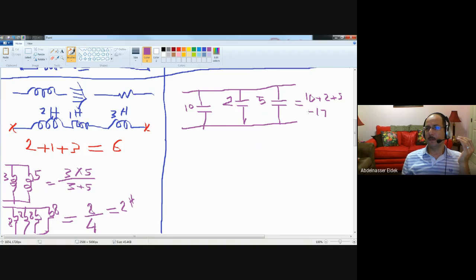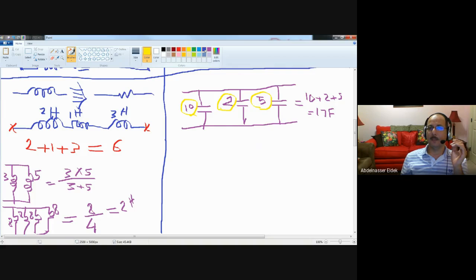farad. Okay, so you see here when you have capacitors in parallel, you apply the series rule. The series is to add. You know that. So if you have capacitors in parallel, you apply the series rule. So you add here. So it will be 10 plus 5 plus 2 plus 5.